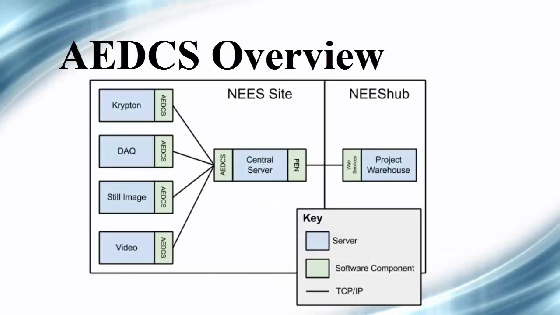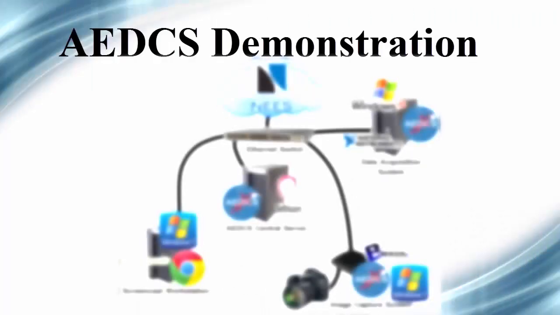Here's an overview of the AEDCS system. The AEDCS system is comprised of two components: the central server and AEDCS clients installed on data acquisition systems. The clients stream data to the central server, and the central server streams data to Project Warehouse. Now I'm going to show a demonstration of the AEDCS system.